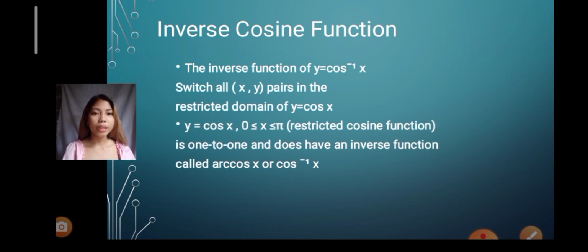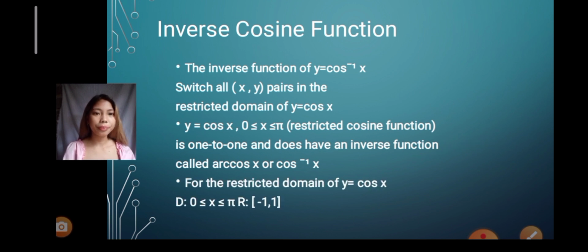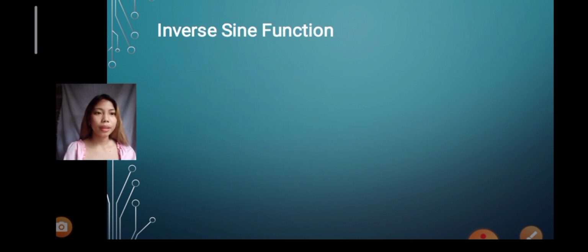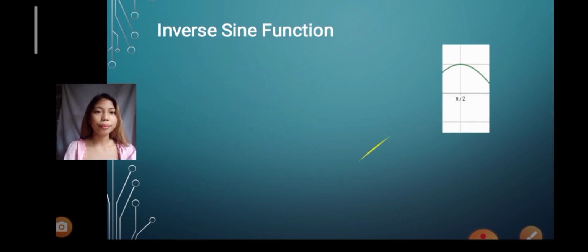If y equals cos x is restricted to 0 to pi, the restricted cosine function is one-to-one and thus has an inverse function called arc cos x, or cos inverse of x. For the restricted domain of y equals cos x, our domain is 0 to pi, and our range is -1 to +1. Inverse sine function.